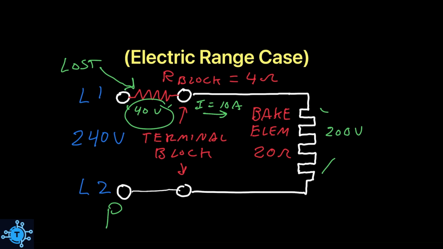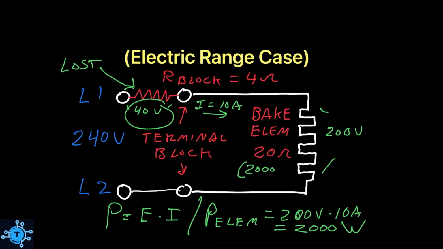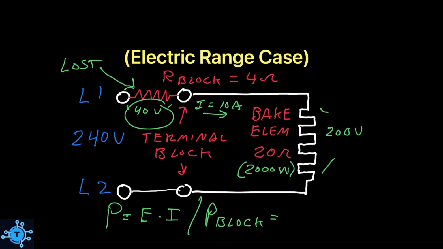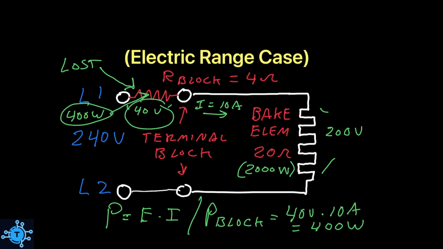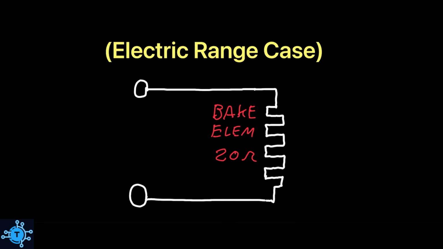Now we can determine the power output in watts of the element and the terminal block. The easiest power equation is P equals E times I, or voltage times current. Thus, the power output of the element is 200 volts times 10 amps, or 2000 watts. Power output of the terminal block's loose connection, or the heat output of that loose connection, is 40 volts times 10 amps, or 400 watts, which actually amounts to a lot of heat output for a terminal block. Thus, the output power of the element is significantly less than normal.